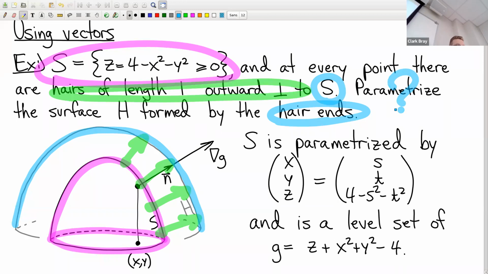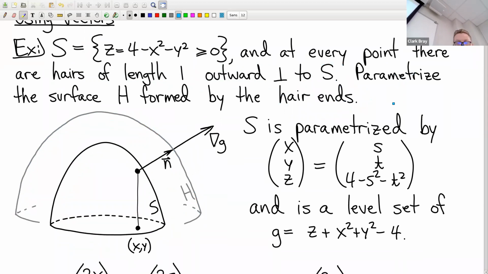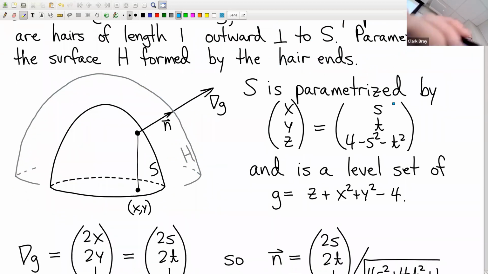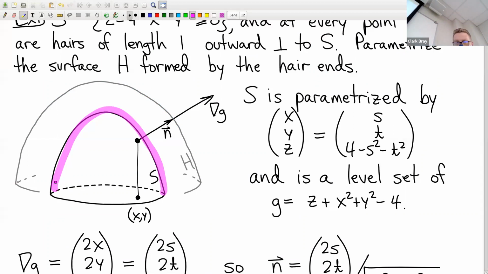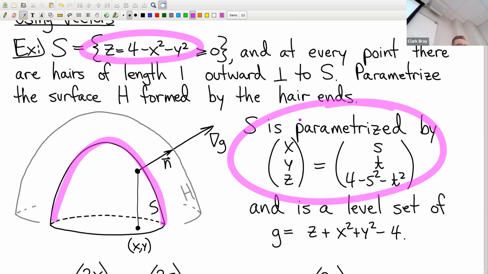Everybody see the question? I understand what the premise is. It's weird, but it's not the weirdest thing ever. Okay, so how do we parameterize this? The first thing I'm going to do is parameterize the original surface. My original surface, this thing here, is a graph. I can use the graph parameterization. That part's easy. So I have a vector describing position on the surface S.